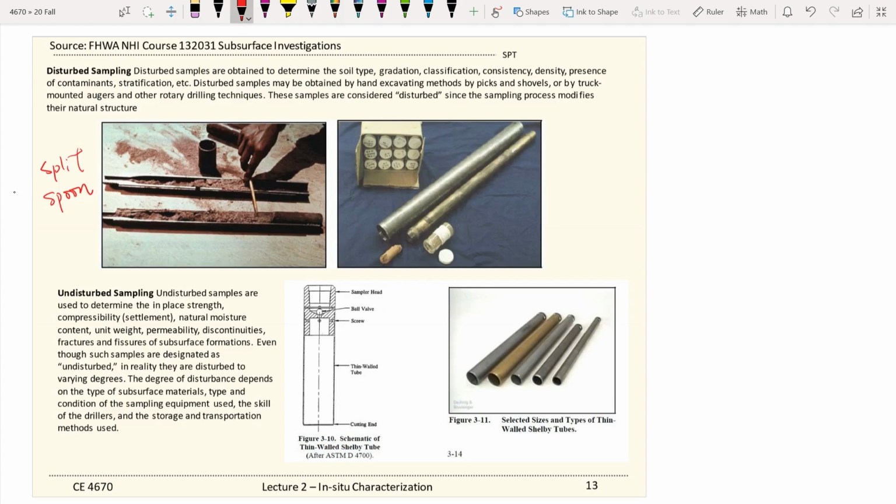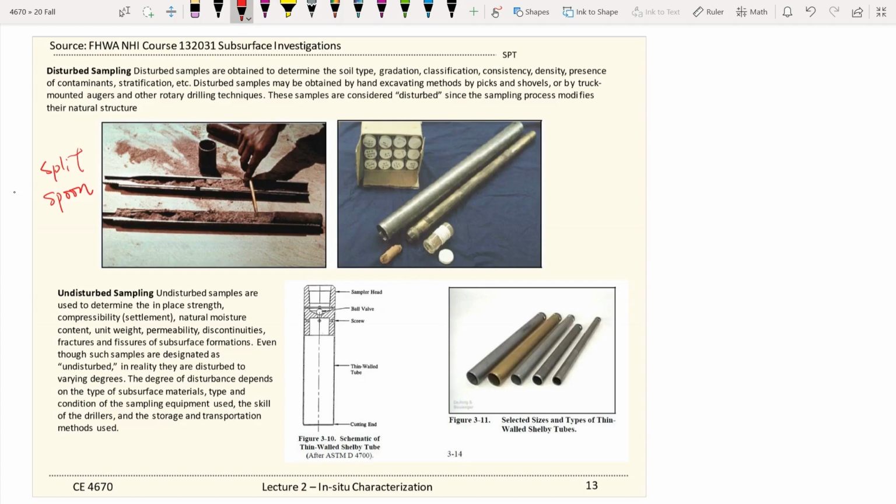The main purpose is for soil classification or soil moisture measurements. The classification can either be done on site, at the spot after you retrieve the soil samples, or you ship the soil samples back to the lab to do more detailed index property tests like Atterberg limits or soil classification. We call these disturbed samples because eventually you can break down the soil particles.